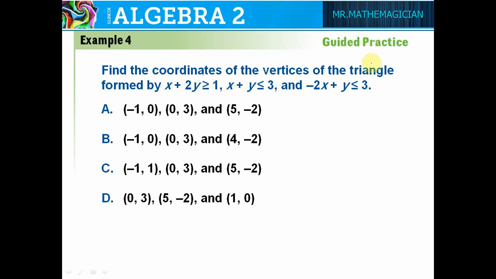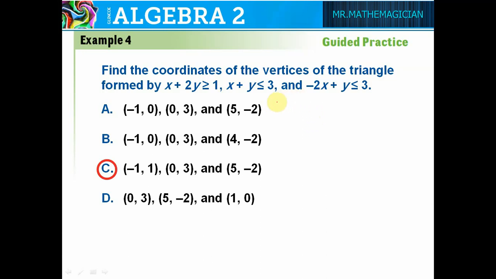Now this is your turn to graph and choose. Pause the video and try to solve. Find the coordinates of the vertices of the triangle formed by x plus 2y greater than or equal to 1, x plus y smaller than or equal to 3, negative 2x plus y smaller than or equal to 3, and you will find it C.